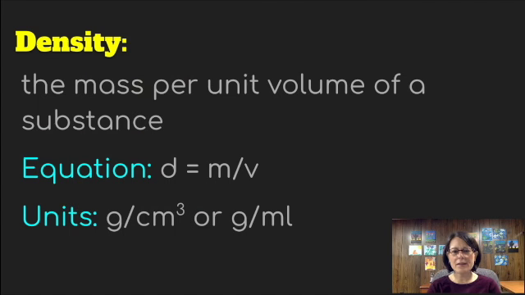And the last property that we're going to talk about is density. This is the mass per unit volume of a substance. Its equation is D equals M over V. We divide mass by volume. And its units are grams per cubic centimeter or grams per milliliter.